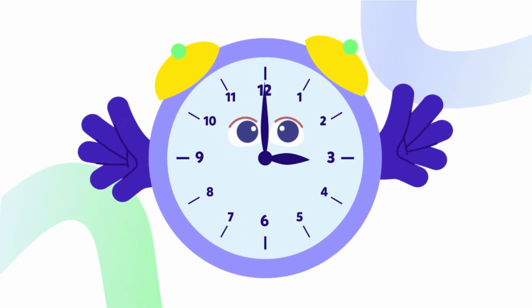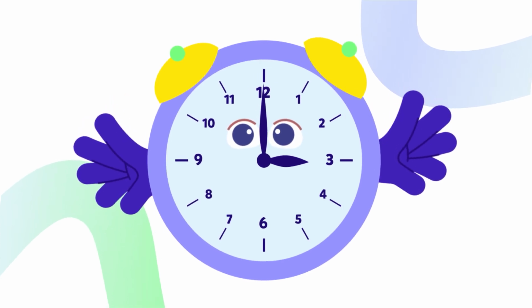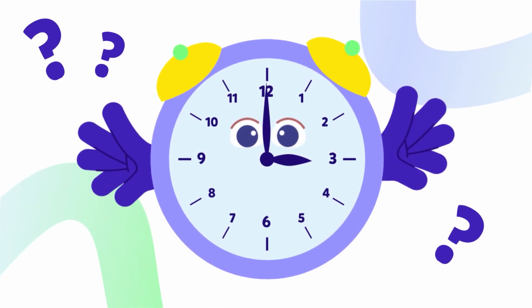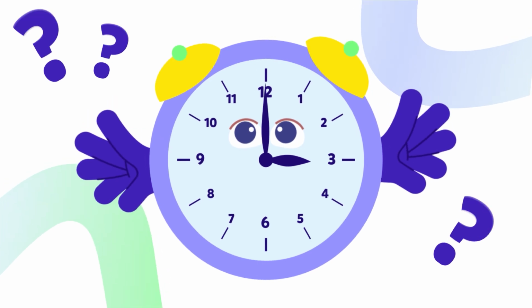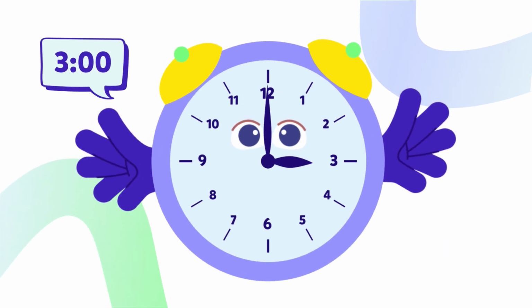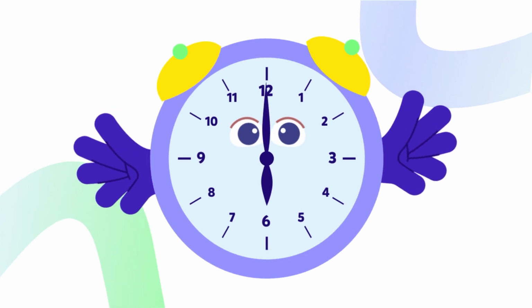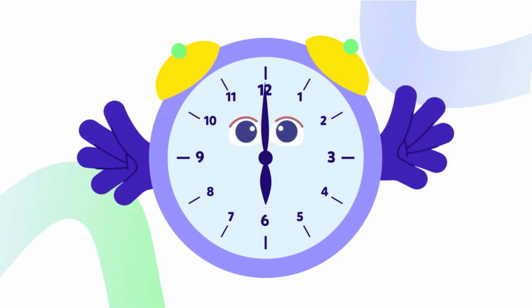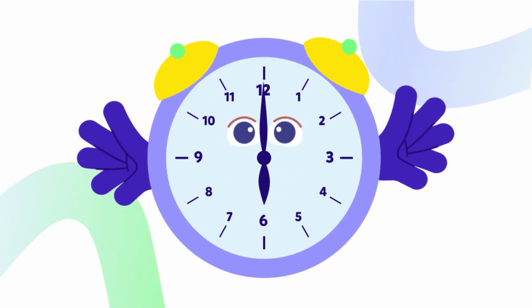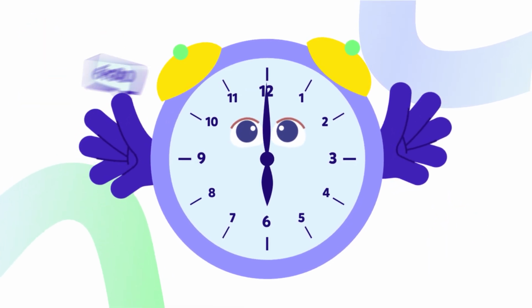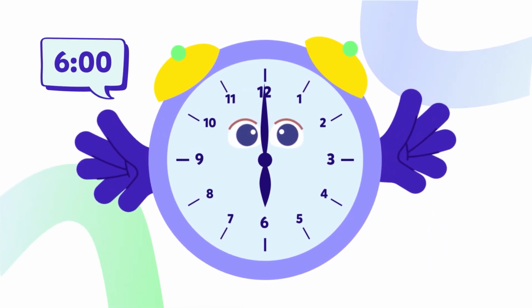What time is it? The big hand is at 12 and the small hand is at 3. It's 3 o'clock. What time is it? The big hand is at 12 and the small hand is at 6. It's 6 o'clock.